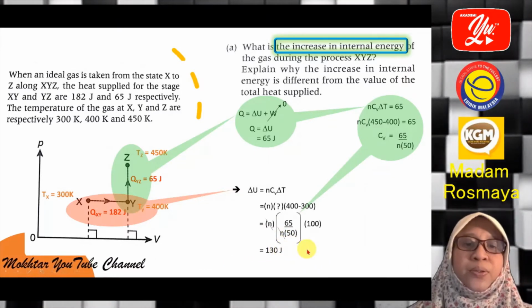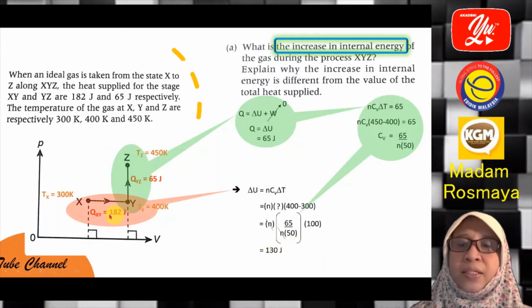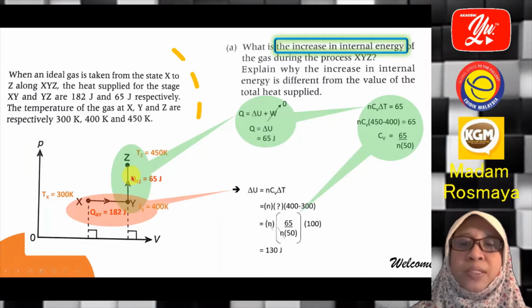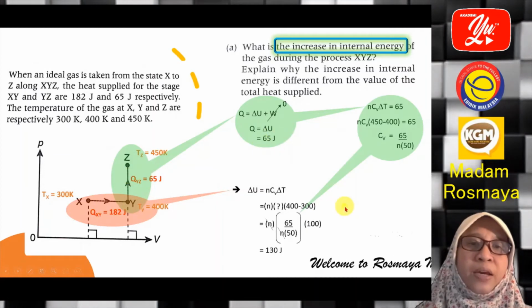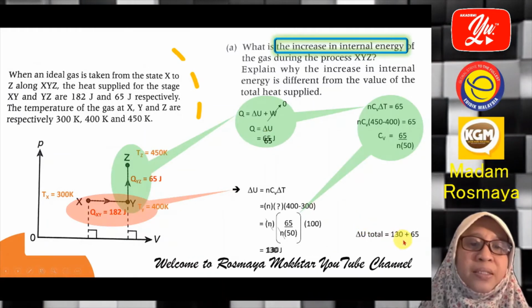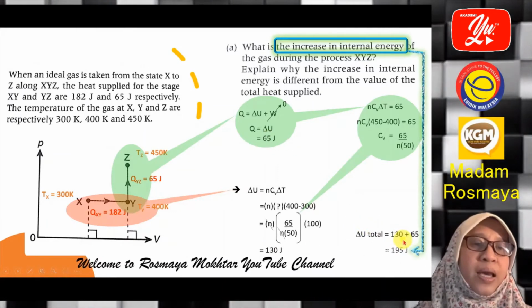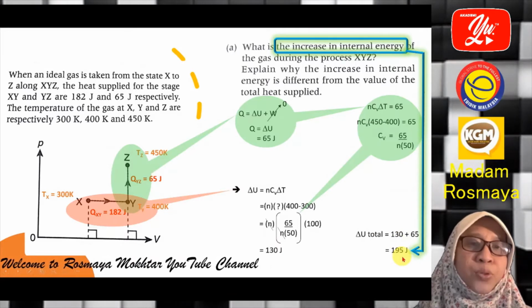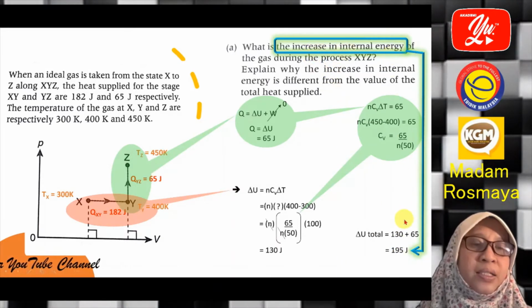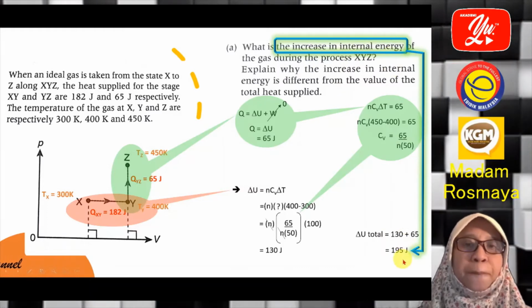So this is the internal energy for X to Y. For Y to Z, we get 65. Therefore, the total internal energy will be 130 plus 65. So we get 195 joule. So this is the first question. The increase in internal energy is 195 joule.